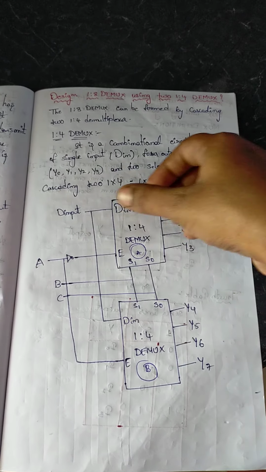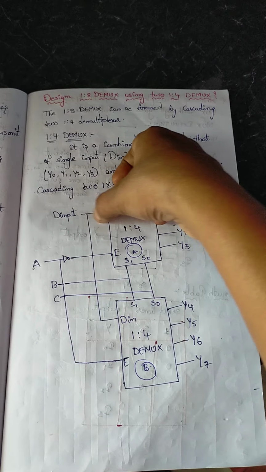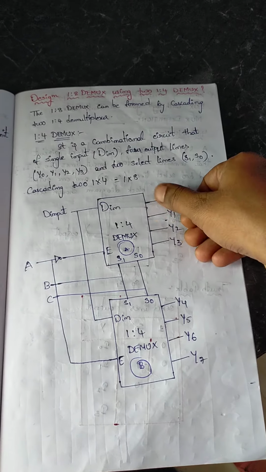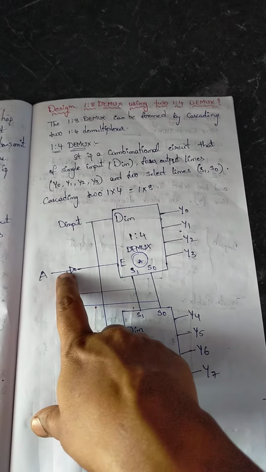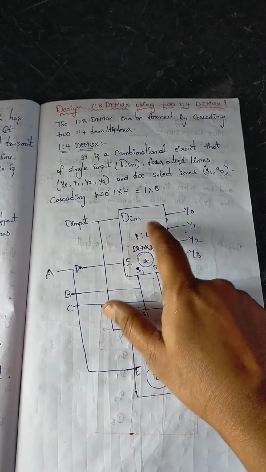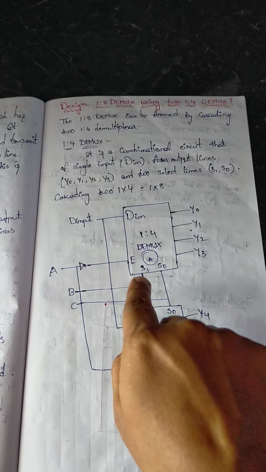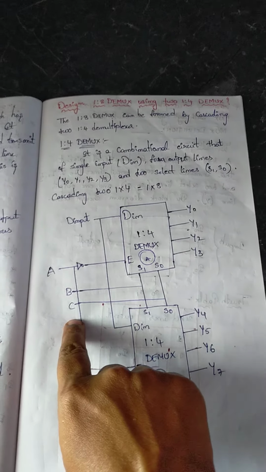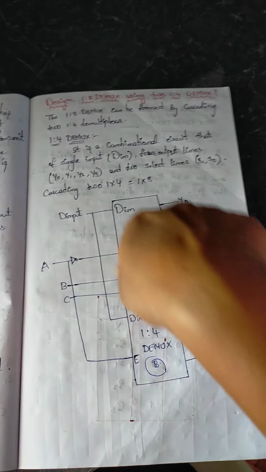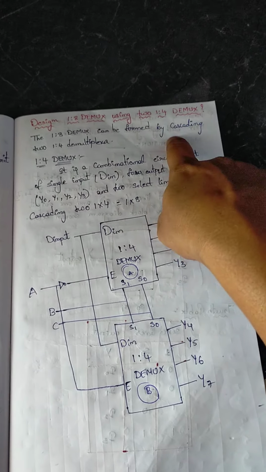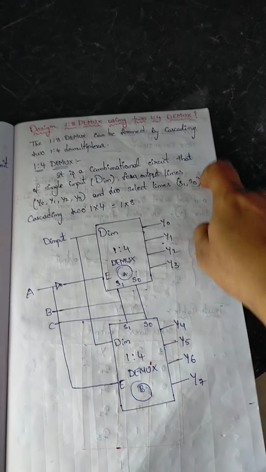So here we have one input for both 1 into 4 demuxes, outputs y0 to y7, one enable input to turn on only one demux, and two selection lines. So this is the design of a 1 into 8 demux using two 1 into 4 demux.